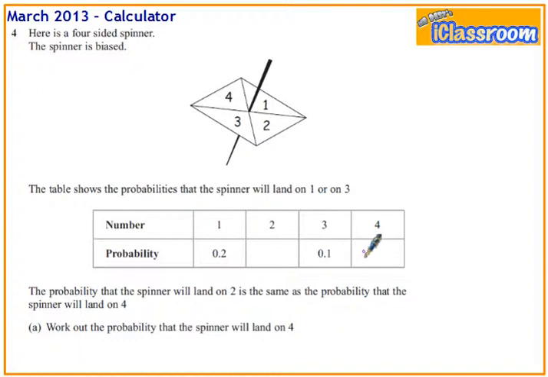I also know that all 4 probabilities should add up to make 1. So far I've got 0.2, and if I add that to 0.1 I get 0.3, which means that I need an extra 0.7 to make up to 1. This is shared equally between the 4 and the 2, so each one of these is going to be 0.35.